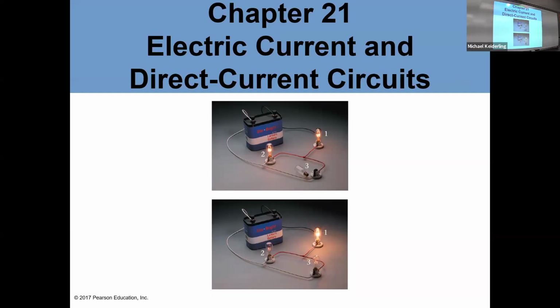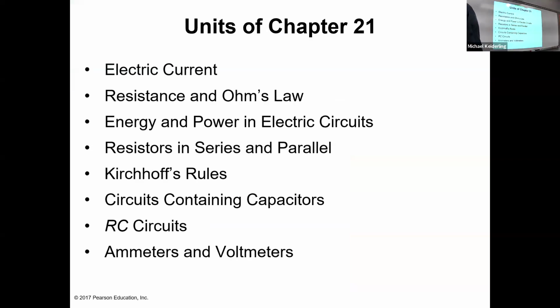Here we have a circuit. We have two bulbs in series, and then here we have a setup with two bulbs in parallel connected to one bulb in series, forming a circuit. So we're going to discuss electric current. That's the movement of electricity, resistance, and Ohm's law.